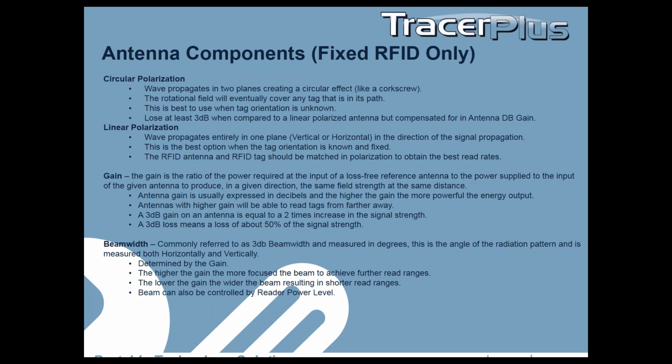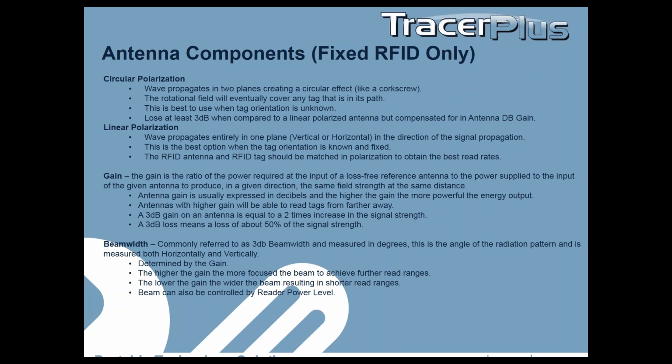The first thing is the polarization of the antenna. You have circular versus linear. With a circular polarization, picture the RFID wave coming out of the antenna in two planes, basically creating a circular effect like a corkscrew. This enables you to cover any tag that's in its path eventually because of its rotational field, so it's constantly moving in a circle. So RFID tag orientation isn't really a concern, and it's not something that really needs to be known. One thing to note with circular polarization is you typically lose 3 dB when compared to a linear polarized antenna, but that's typically compensated for by the antenna's dB gain.